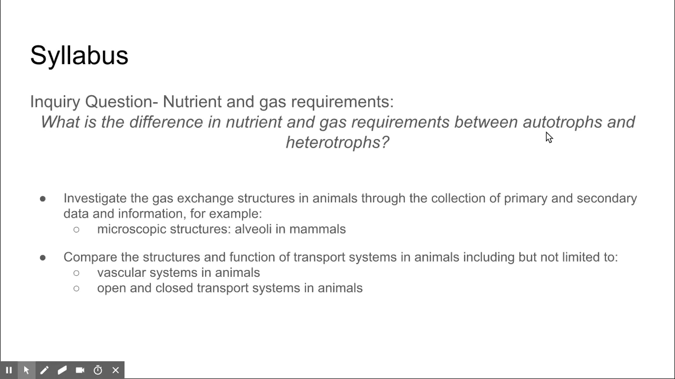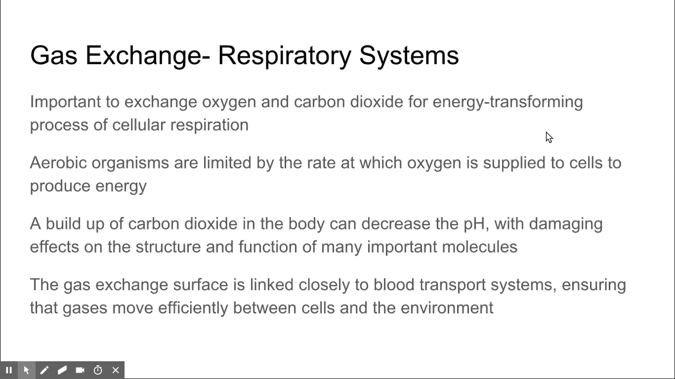So here we need to remember that we are comparing those gas requirements of heterotrophs with autotrophs. And the way in which heterotrophs exchange gases is in the form of respiratory systems. And these are really important to exchange both oxygen and carbon dioxide for the process of cellular respiration.